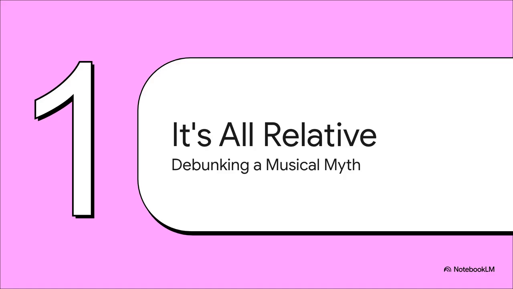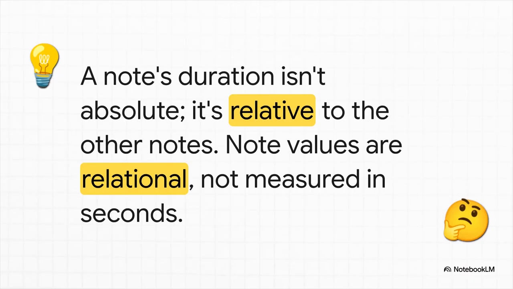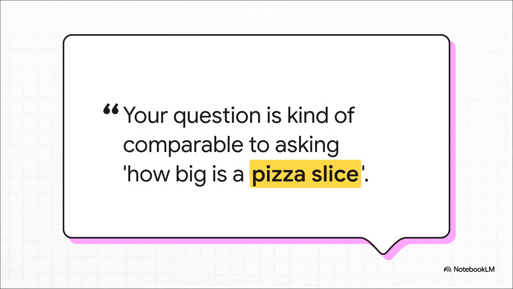All right, to really get this, we've got to bust a major myth about musical notes first. So here's the big aha moment. You have to realize that a note's length isn't absolute. It's not like a second or a minute. It's all relative. Its duration is only defined by how it relates to all the other notes around it. And somebody else on Reddit just nailed it with this analogy. It's like asking, how big is a pizza slice? Well, it depends, right? It depends on the size of the whole pizza and how many slices you cut it into. Music works the exact same way. It's all about those proportions.